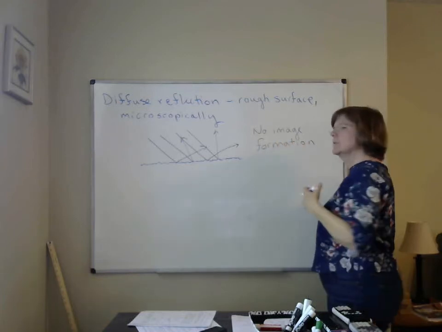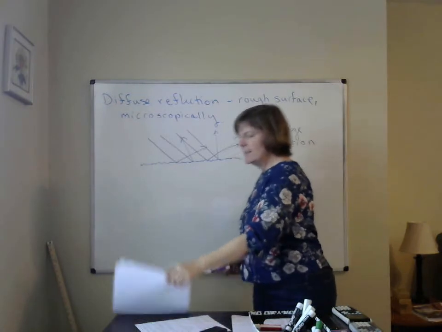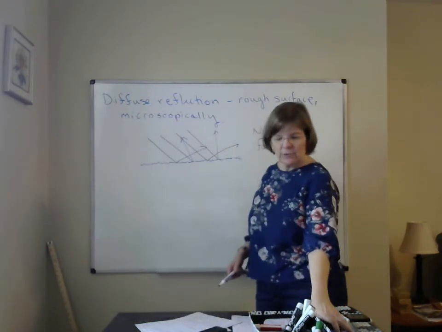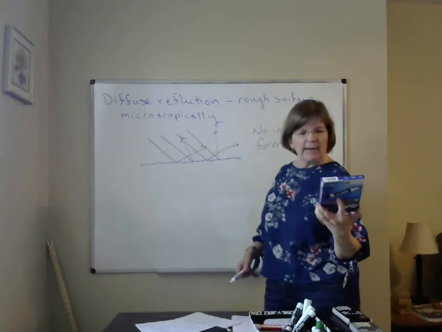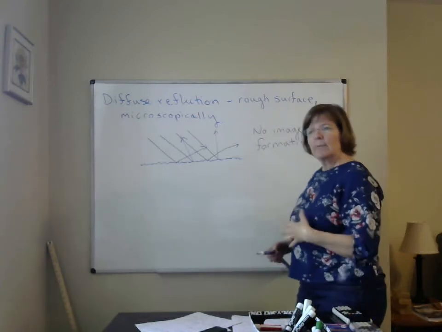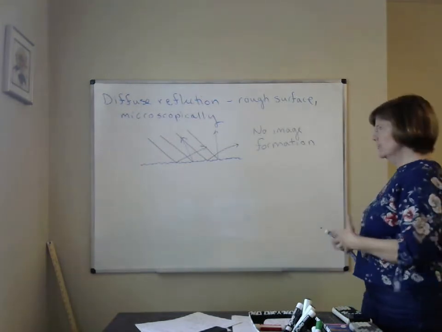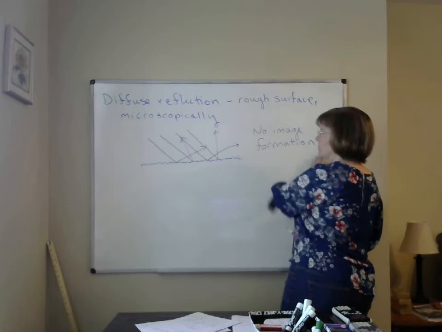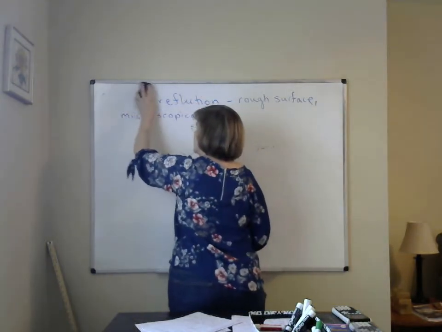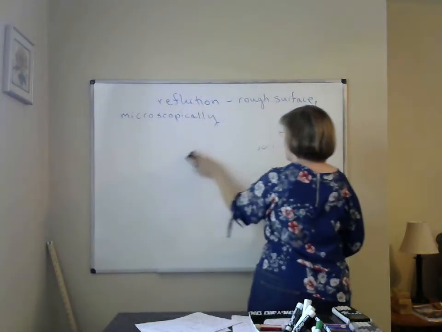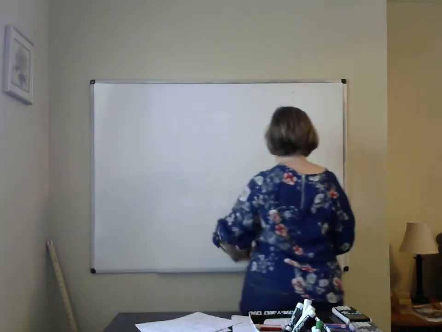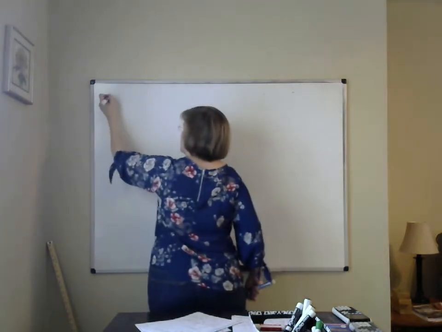That's why when you look at yourself with a piece of paper, you don't see yourself on the back of that. Most of the things when we pick up, we don't get image formation. However, certain things do. And when that happens, we have something that we call specular reflection.